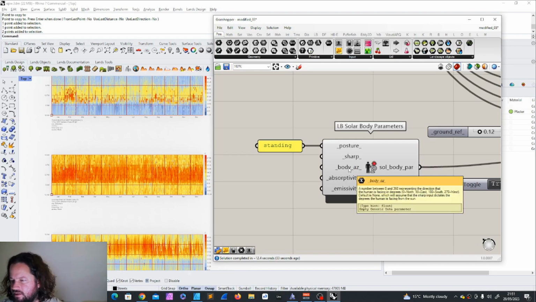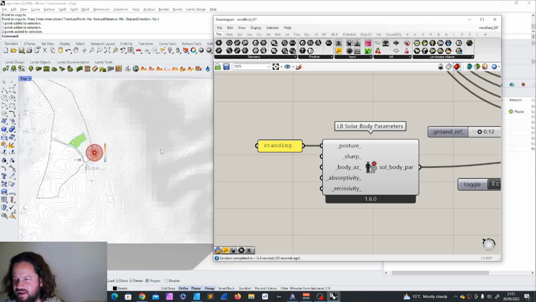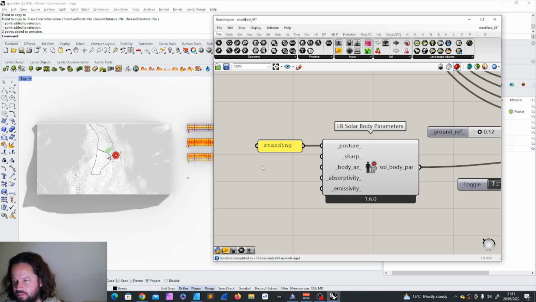Body AZ. What's that? A number between 0 and 360, representing the direction that the human is facing in degrees. Yeah, this is also a bit tricky. The person working here will face all sides at some point.